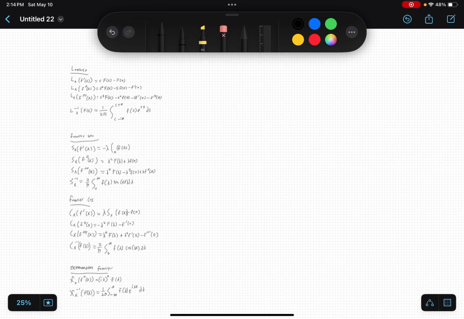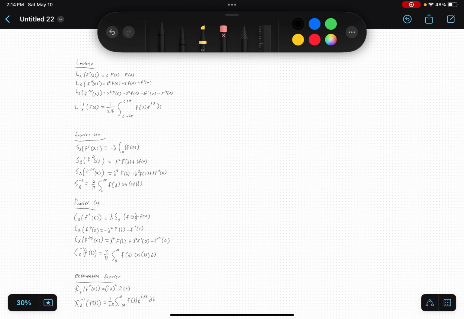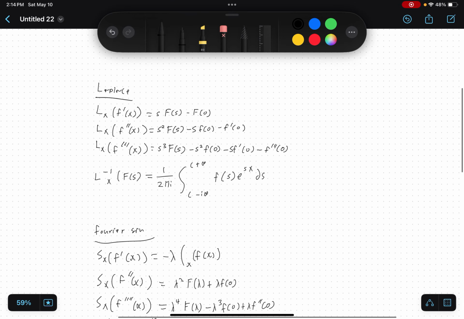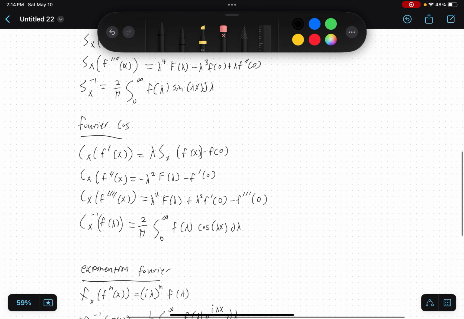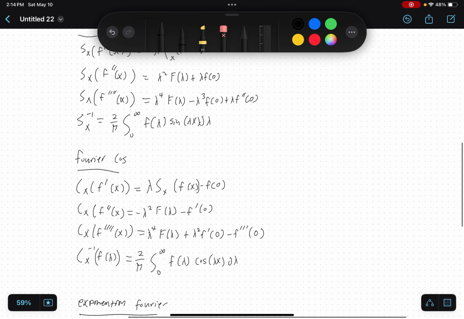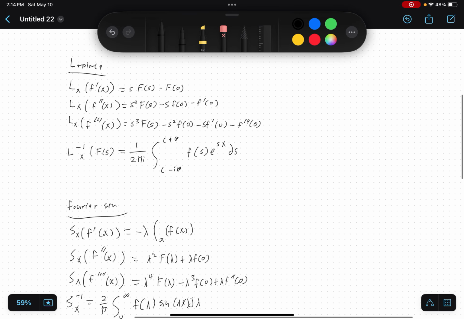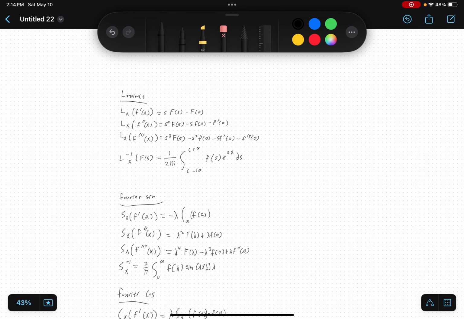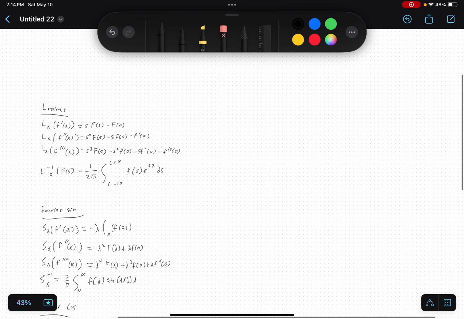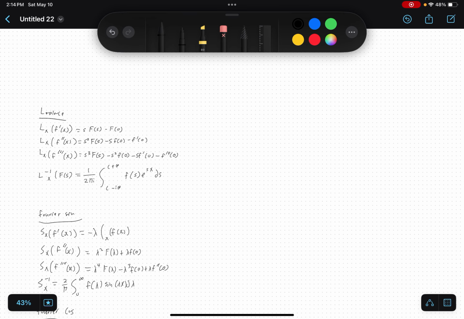All right, this video is going to be on using transforms to solve differential equations. It's going to focus on four main transforms: the Laplace transform, Fourier sine, Fourier cosine, and exponential Fourier. And they look terrible, but I promise it's not that bad.